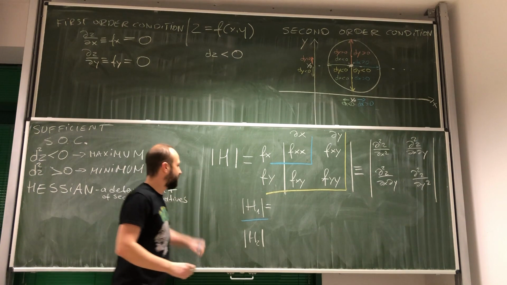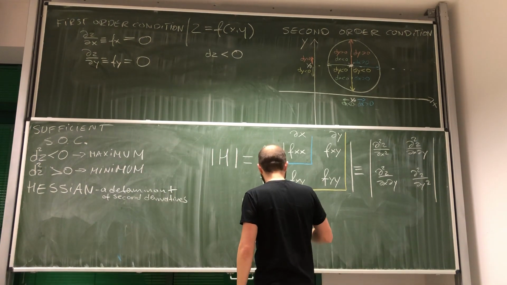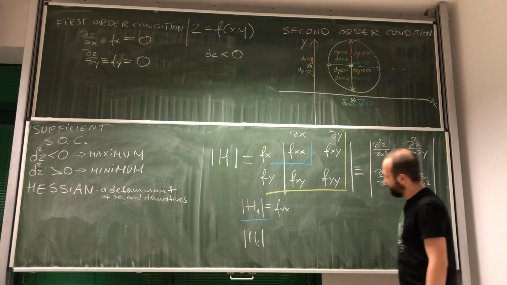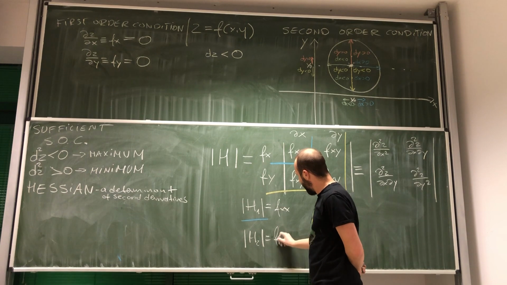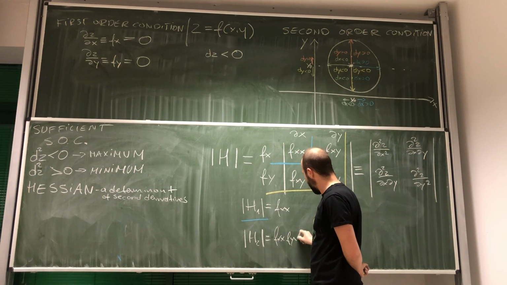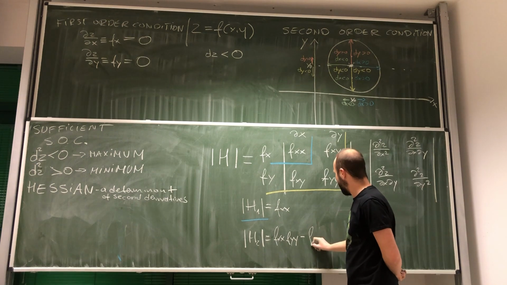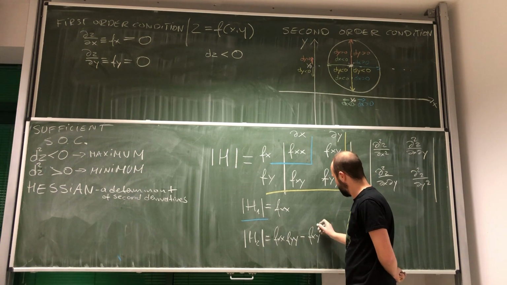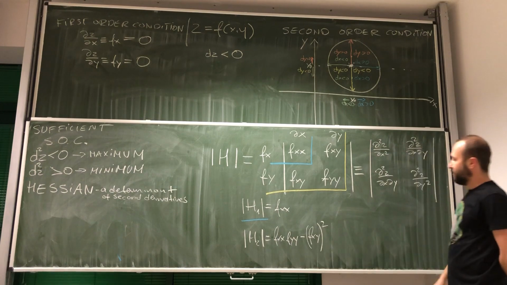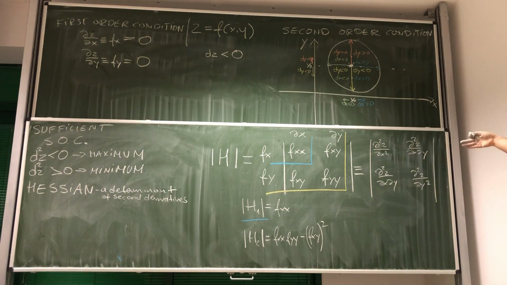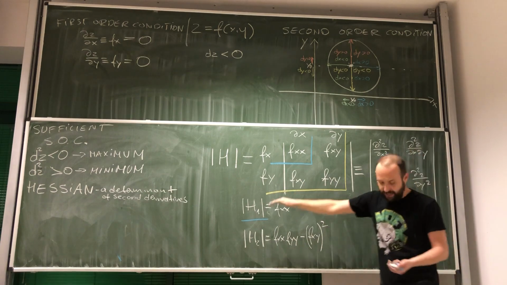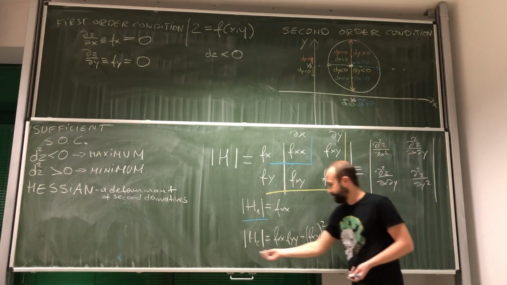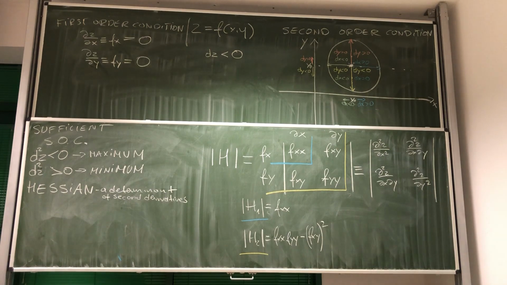H1 is simply, in this case, fxx, and H2 is this whole thing, so it's equal to fxx times fyy minus fxy squared, because remember, this is a regular determinant. Out of this we calculate the first principal minor and the second principal minor. We calculate out of the Hessian H1 and H2.